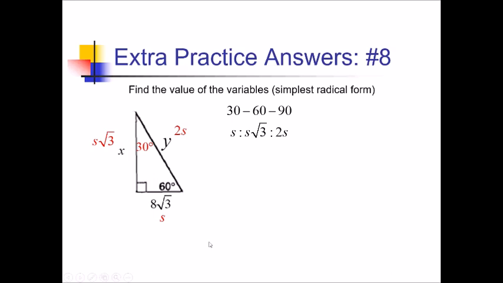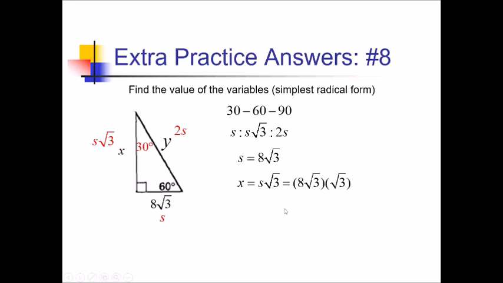Now looking at the information they gave me, this 8 radical 3 down here, I wrote that that was the s part of my ratio. So I can write that s equals 8 radical 3. And now that I know the value of s, I have enough information to figure out x and y based off of that. We know that x is equivalent to the s radical 3 part of this ratio. Since x equals s radical 3, that means that x equals 8 radical 3 times radical 3.